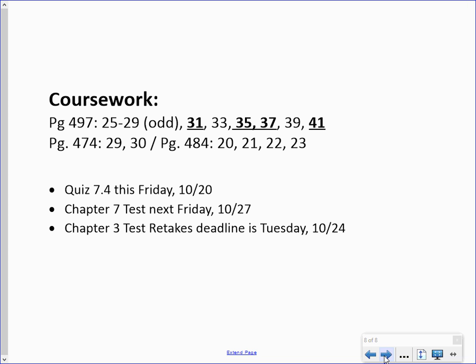Chapter 7 test will be next Friday, so if you're absent one day, you've got to get those notes immediately. And then if anybody is interested in their Chapter 3 test retake, you should be checking out your test from me. There is a 10-question review assignment from the textbook over there on the board on page 252. So you make corrections to your test, you do this correction assignment, and the deadline for that is Tuesday the 24th, so that's next Tuesday.